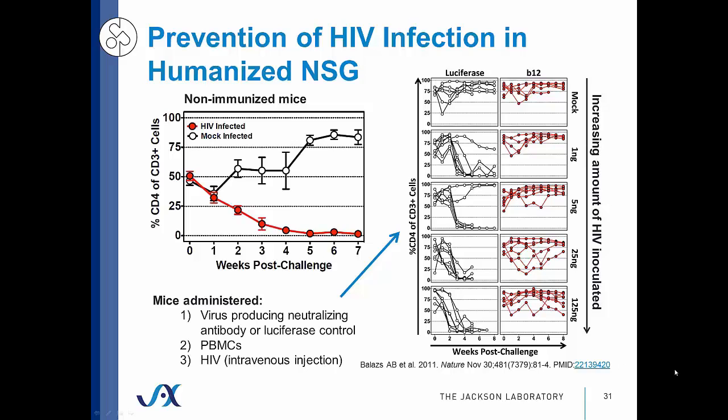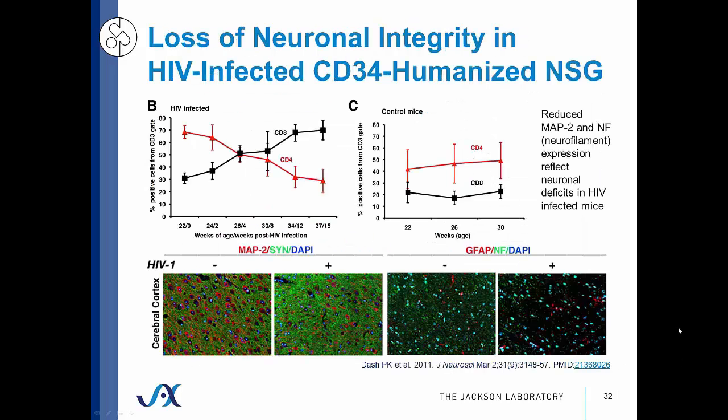As we've seen so far, humanized NSG models can be used to recapitulate several aspects of HIV infection in humans. Some secondary complications of HIV infection also include the reduction of neuronal integrity. And so for these studies, the authors wanted to determine if this could be modeled in NSG mice.